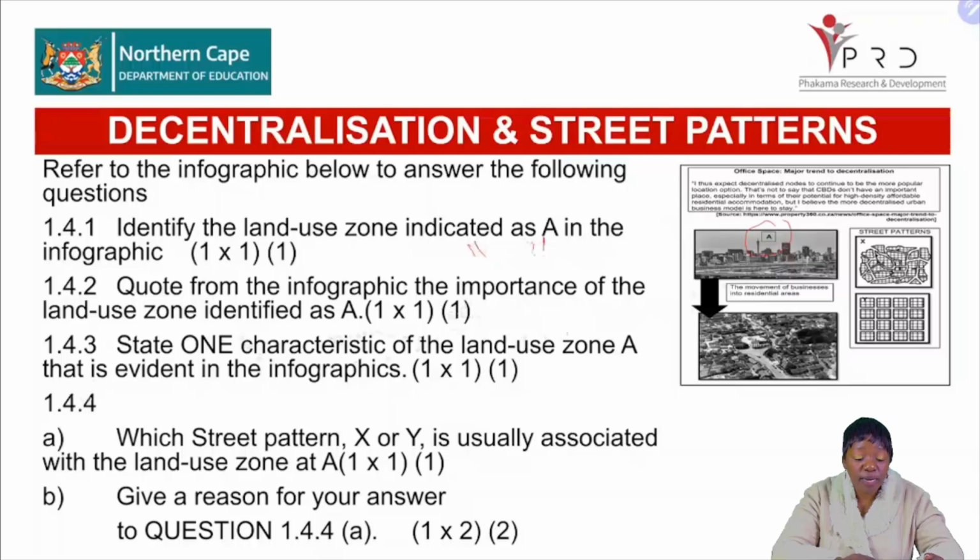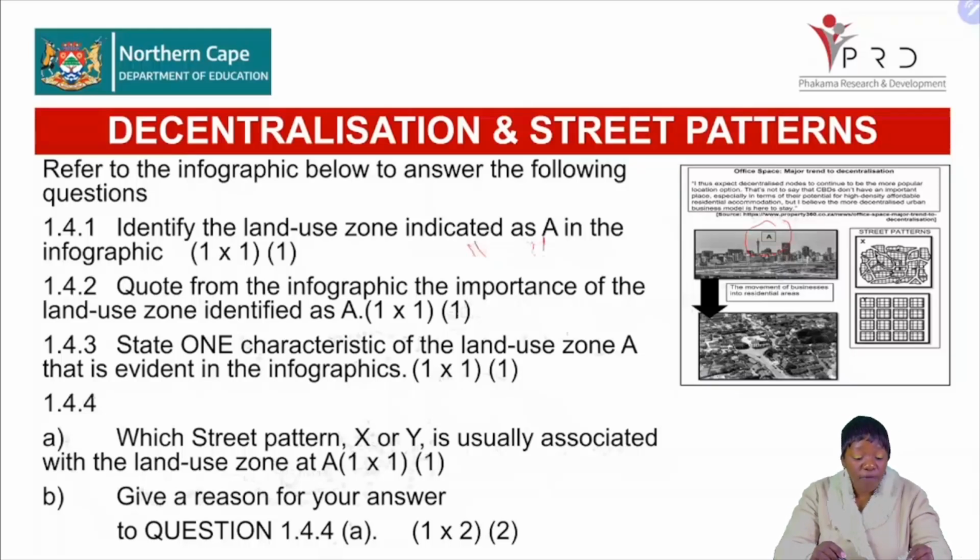Then your 1.4.3, you state one characteristic of the land use zone at A that is evident in the infographic. I've already identified that characteristic. Then your 1.4.4, which street pattern, is it X or Y, is usually associated with the land use zone at A. Remember, if the question is asking which street pattern, X or Y, you do not have to answer by yes. You need to choose, is it X or is it Y? Then definitely the following question will be asking you to give a reason. Why are you saying it is X and why are you saying it is Y?